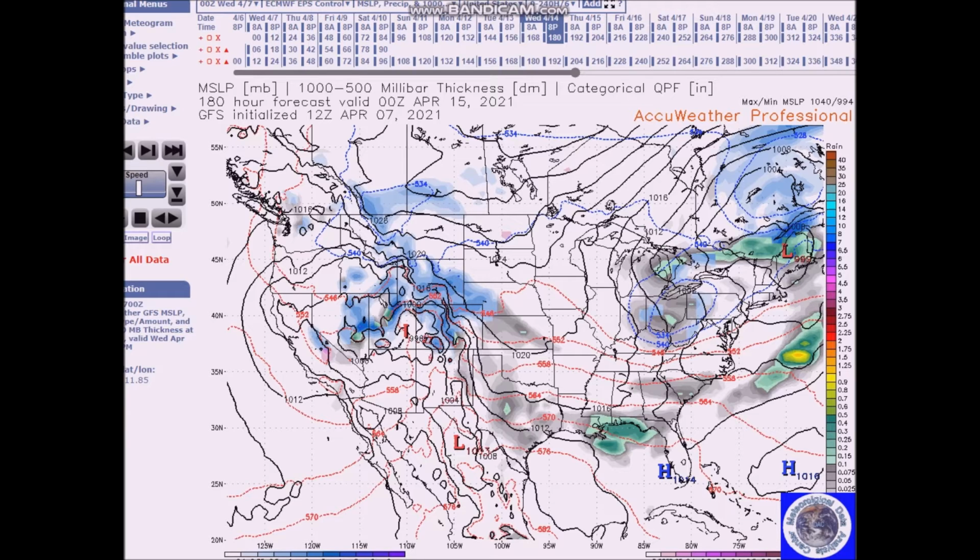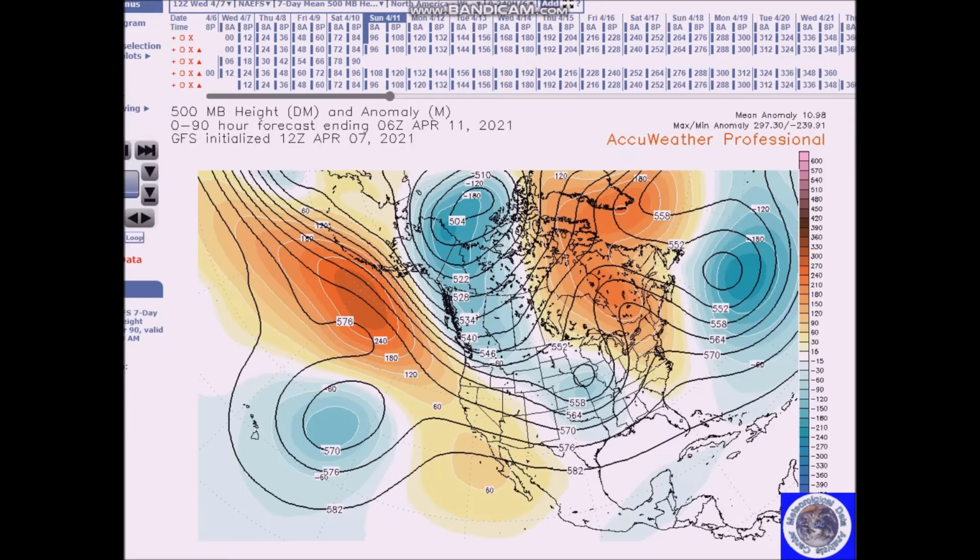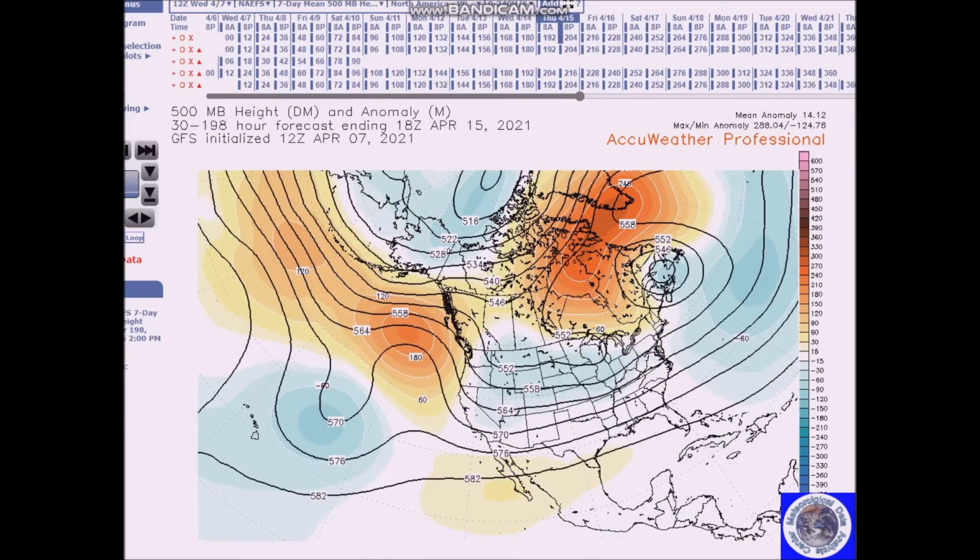Okay, we're going to the period now for the 15th to 19th, and this is where things start to get interesting. We have a ridge here that builds into western Canada. We also have a ridge here over eastern Canada and Greenland, and a trough kind of sinks into the west.